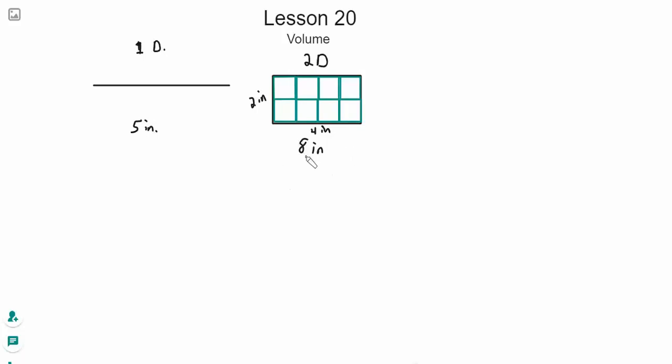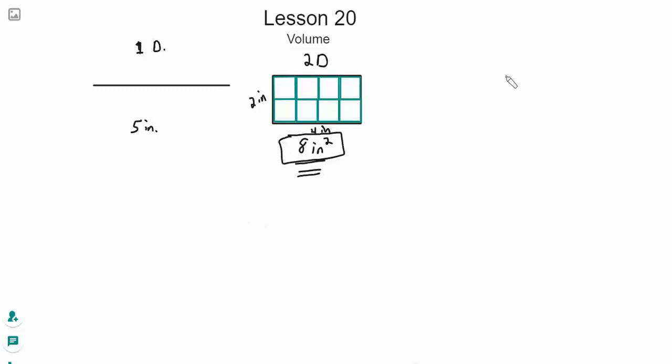So we have a grand total of 8, but it's not just inches like it was over here in 1 dimension. We're actually talking square inches, and that makes sense because we've measured it with squares. We've put squares in, so our final answer is going to be in squares. So it's 8 inches squared. All right, so that's just a review of those 2.